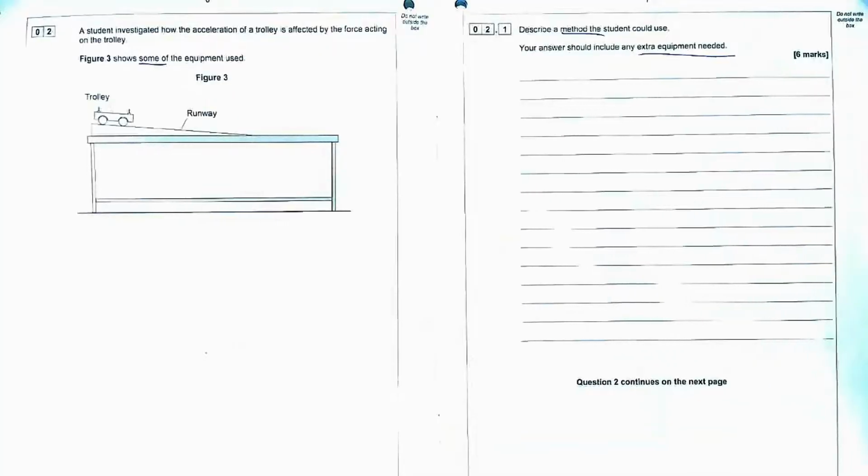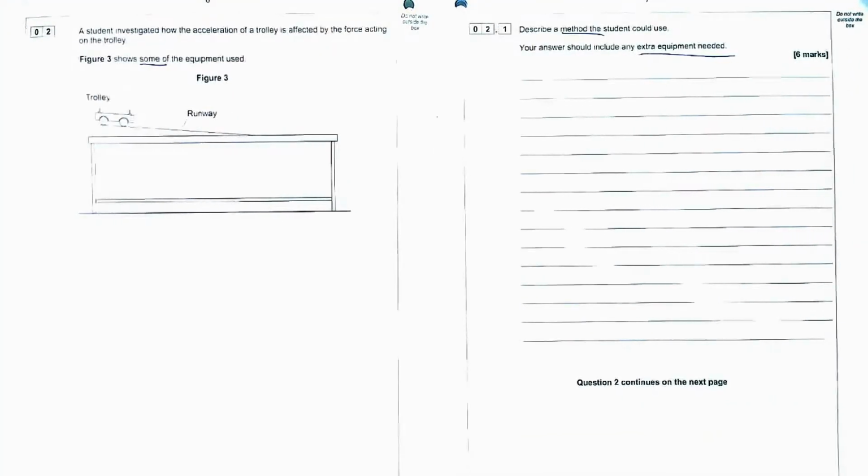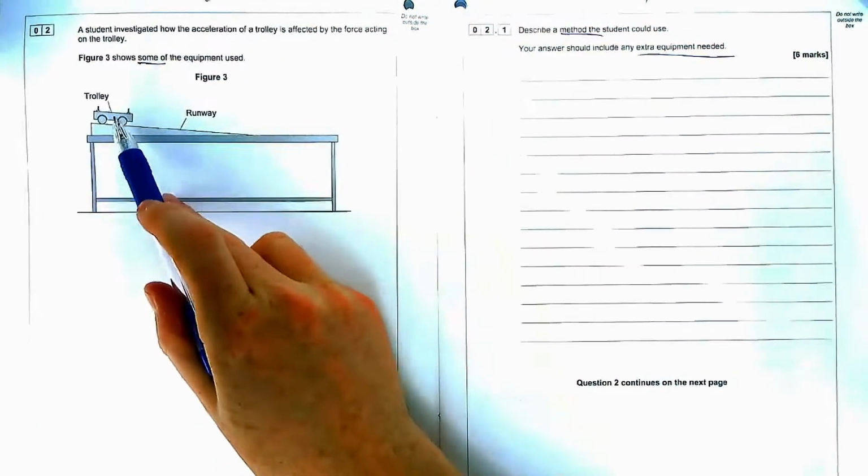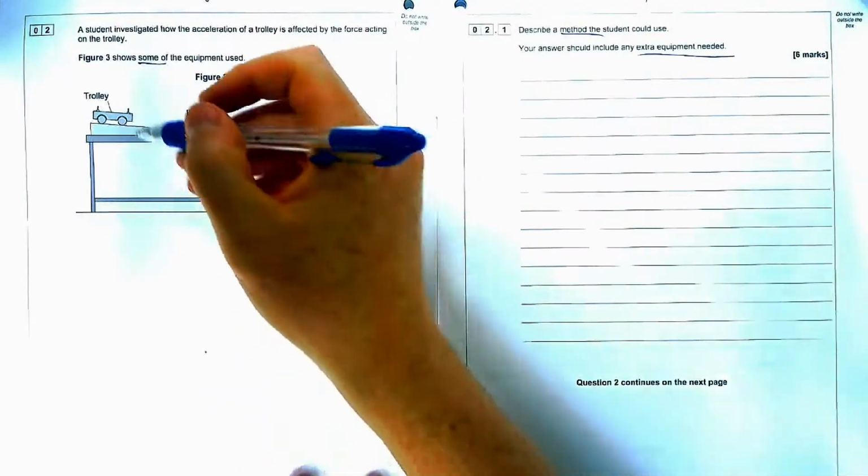So this is one of the harder required practicals you could get for paper 2. So what I'm going to do is fill in the extra equipment you need on the diagram, then we'll start writing down our method. Now the first thing, this car could run down the runway quite easily. However, we need to be able to vary the force acting on it.